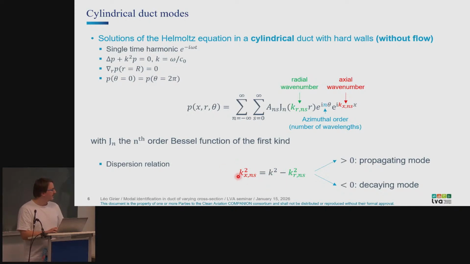And what this tells us, this axial wave number squared, is that if it's positive, the acoustic mode related to it is able to propagate through the channel, through the duct, so it propagates energy. And if it's negative, then the mode is not able to propagate and will exponentially decay. So it will remain local.